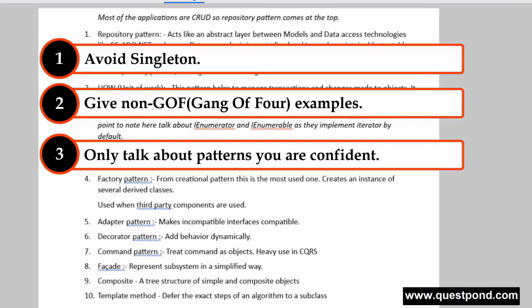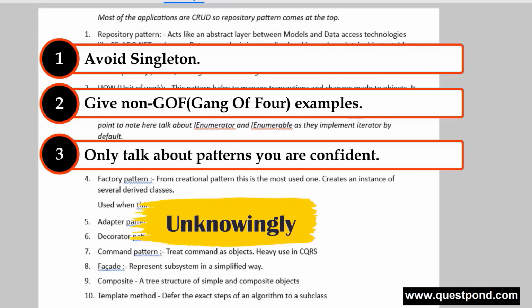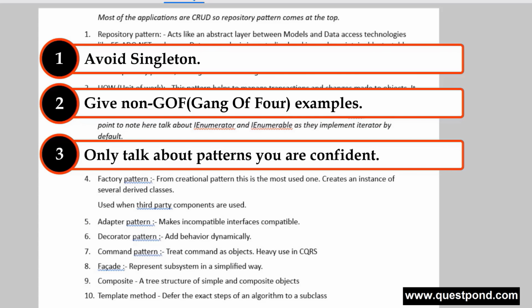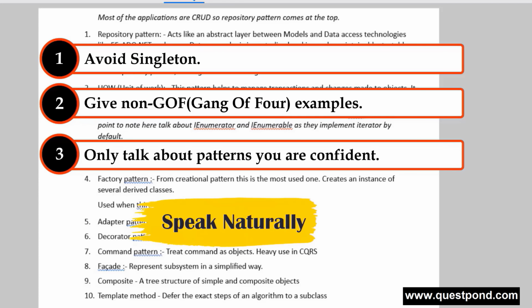The third point, what I would like to say out here is that only talk about those patterns which you are confident about. And how can you do that? If you see any project you have worked on, I'm sure that you must have used at least 10-15 patterns unknowingly, right? So go and have a closer look at your projects, see those patterns, understand them, and talk about them. Talk about those only in the interview. What happens with that? You not only talk confidently, but you also talk naturally. That word naturally is very important.